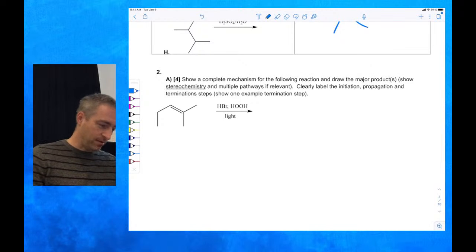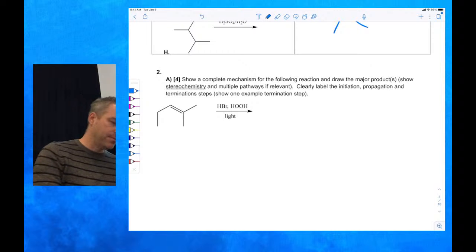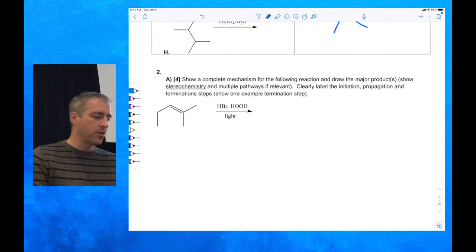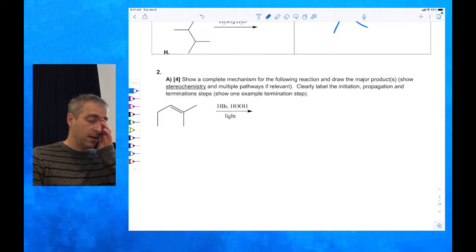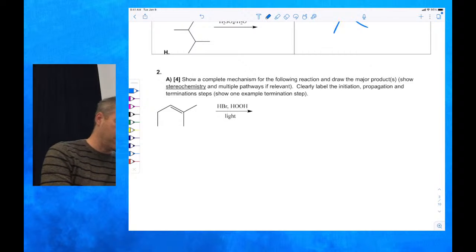So this is radical addition of HBr. We have HBr, we have a peroxide, and we have light. It says hydrogen peroxide. In reality, hydrogen peroxide is not used for this reaction for whatever reason. It's organic peroxides typically, but whatever.